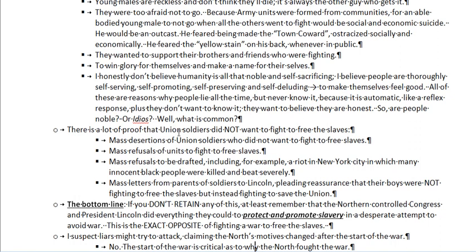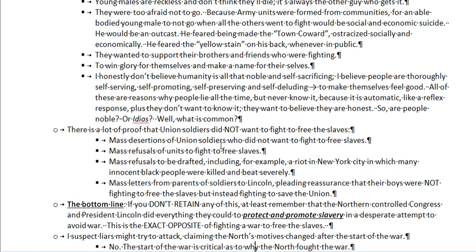All right. There was a lot of proof that Union soldiers did not want to fight to free the slaves. There were mass desertions of Union soldiers who, if they thought they were going to free the slaves, well, we're not going to fight to free the slaves. Screw it, we're deserting. There's mass refusal. So even if they did desert, we're saying we're not fighting, right, to free the slaves.